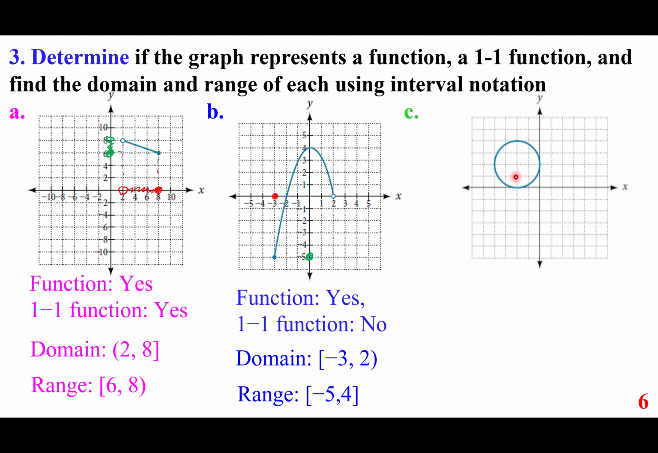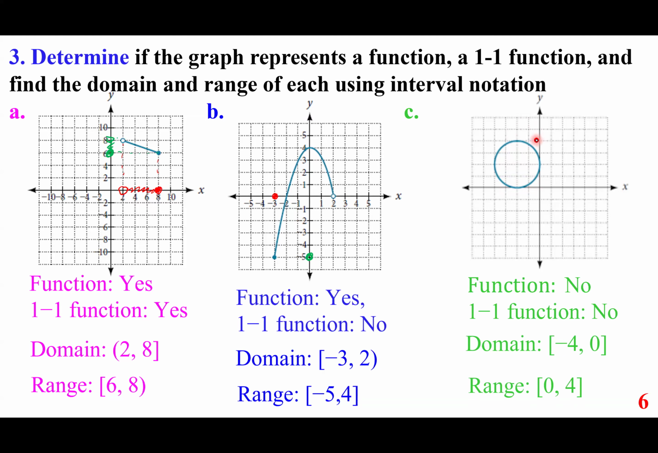Last one, is this a function? No. Is this a one-to-one function? No. It fails the vertical line test. Look at this vertical line, these 2 points, for example. Look at this horizontal line. It is neither. That means it's not a function, and it's not a one-to-one function. What about the domain? It covers from here down to 0, so -4 to 0. Then along the y-axis, the bottom covers 0 and the top covers 4, so 0 to 4. Very straightforward.